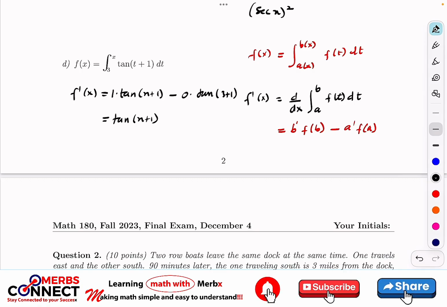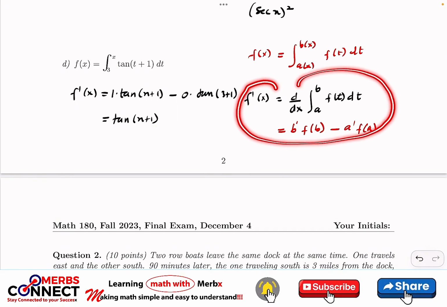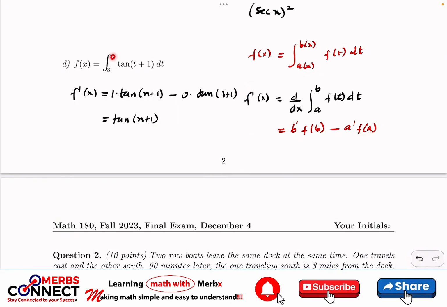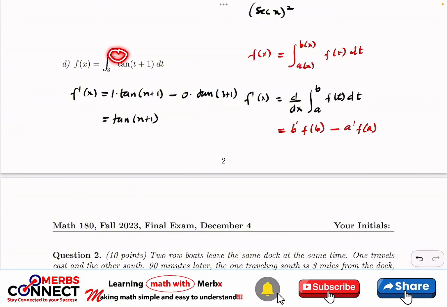It's very simple. For now you can decide to learn this and use what is my a, what is my b. Plug in the upper limit inside the function, plug in the lower limit inside the function. When you are done, don't forget to differentiate what is here to multiply the first one, and differentiate what is here to multiply the last one. It's very simple. So this will be f prime.